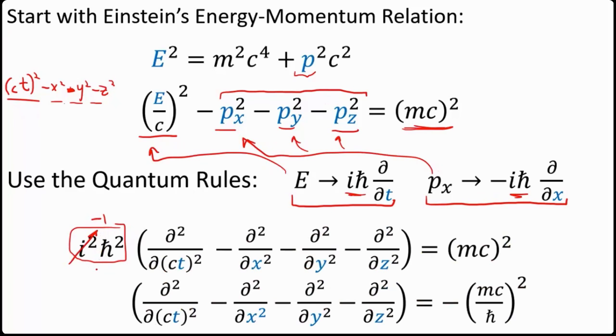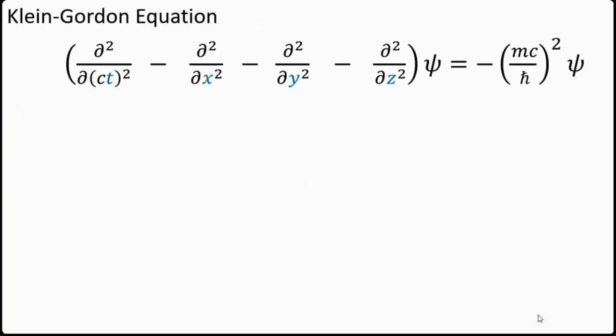Have people seen this approach before to get the Klein-Gordon equation? Yeah. Does this look familiar? Yeah, we had that in Road to Reality. Okay, so all you need to do to get the Klein-Gordon equation is just operate on a wave function. So that's when you get this.